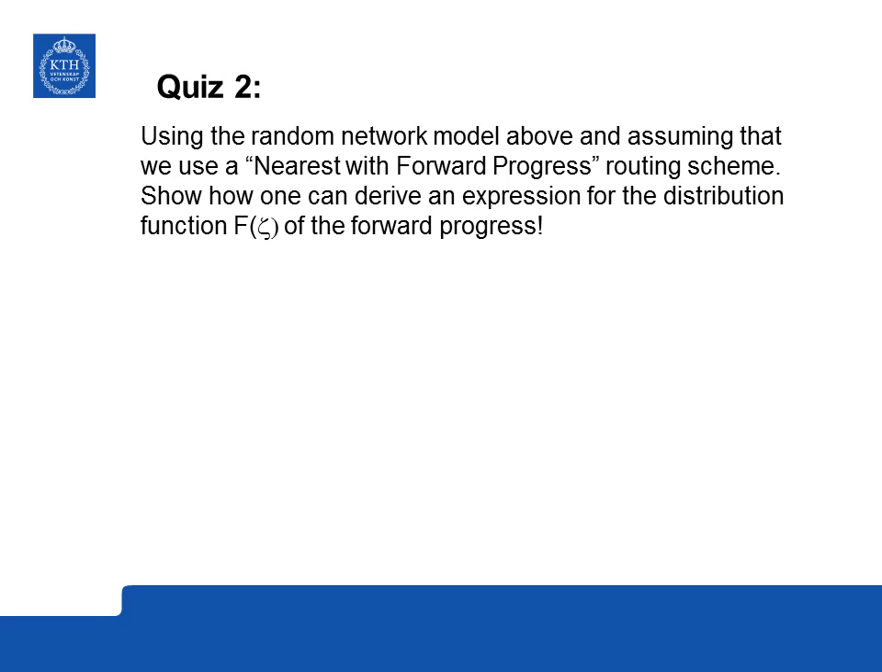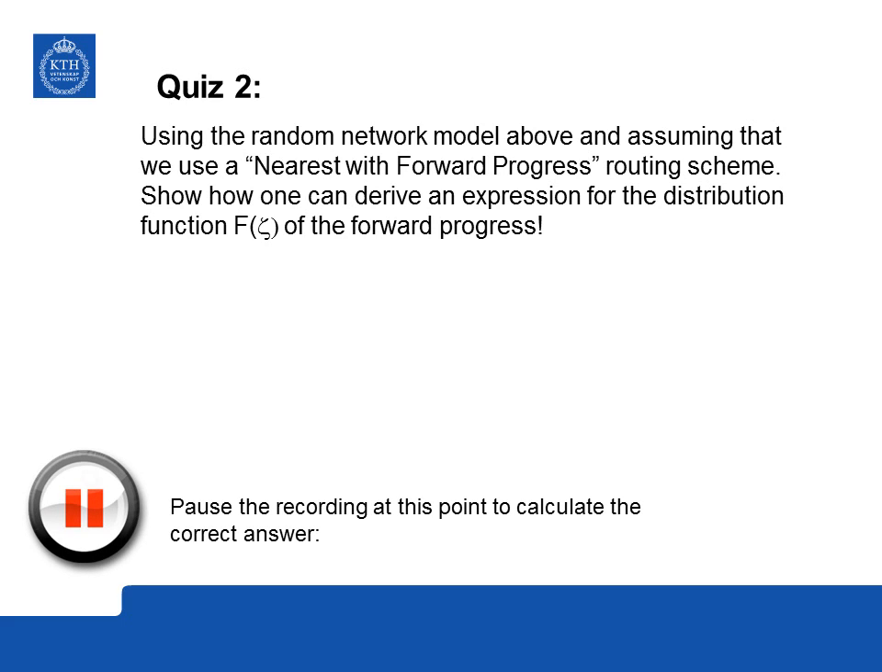So this brings us to quiz 2. Here we study the nearest with forward progress routing scheme, and you're requested to show how you could derive an expression for the distribution function F of zeta for the forward progress. So use the approach in the previous slides to do this, and pause the recording at this point, and then do the calculation, and when you've found the answer you can restart the recording.